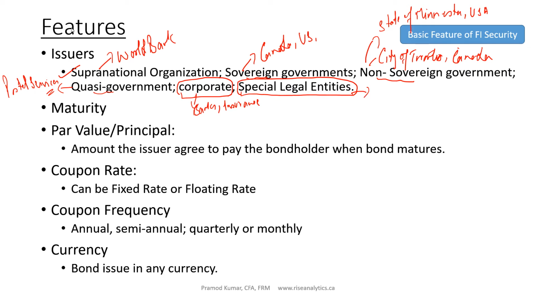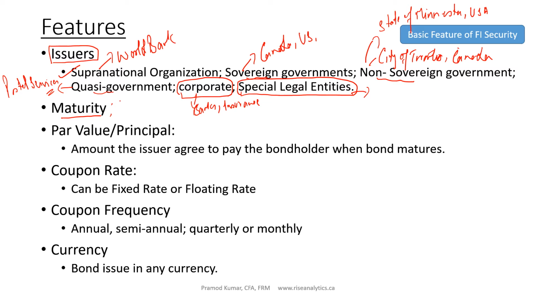Okay, so this is one dimension of the bond features: who is the issuer of the bond. The next is the maturity. My bond can mature, for example, from 1 year to 30 years, or century bonds maybe 100 years or longer, depending upon the maturities.